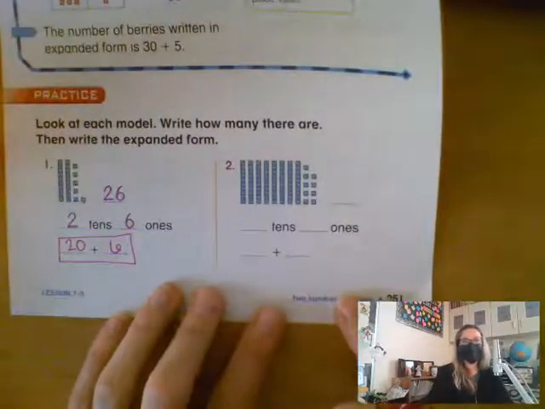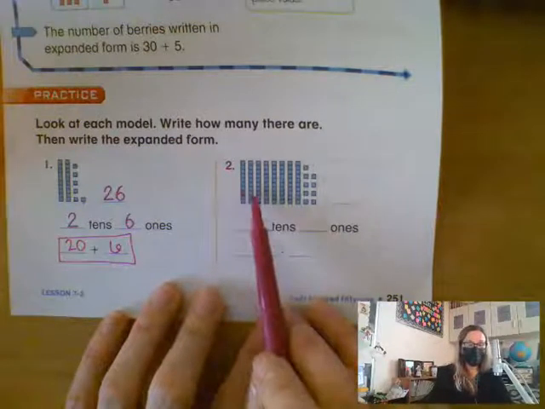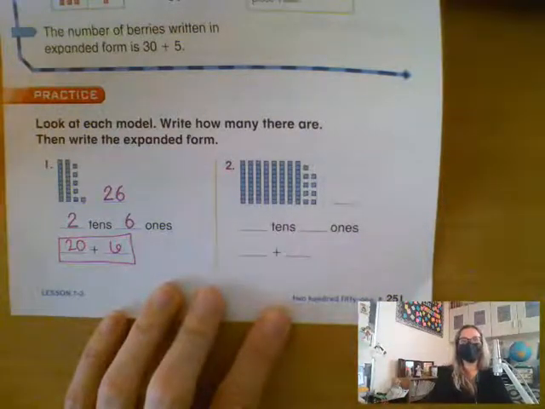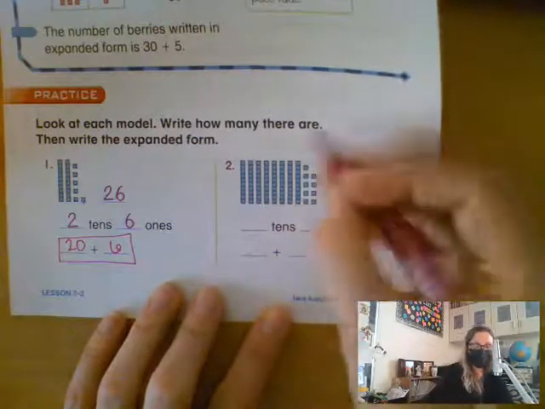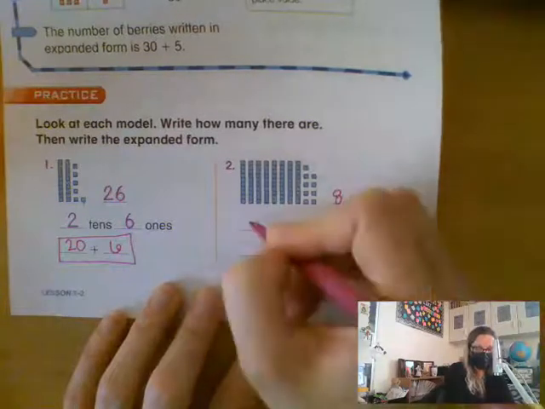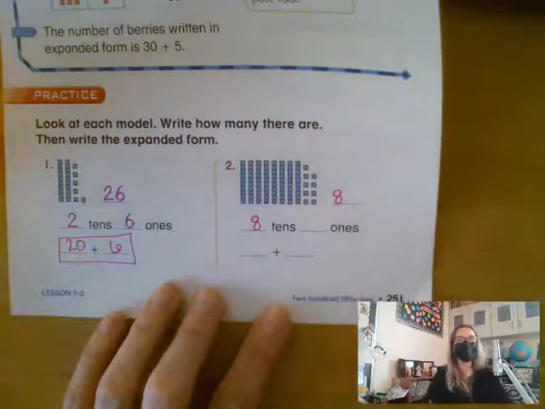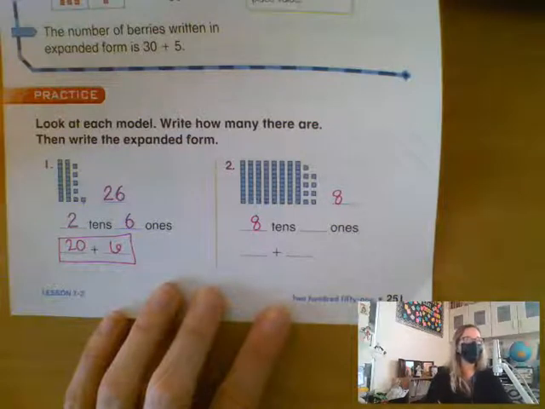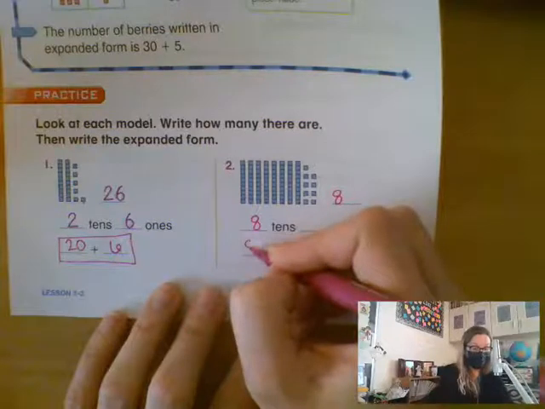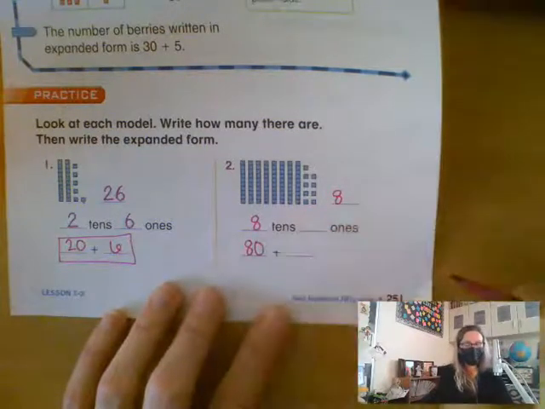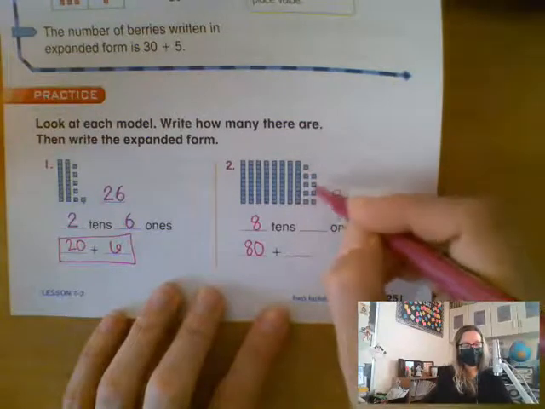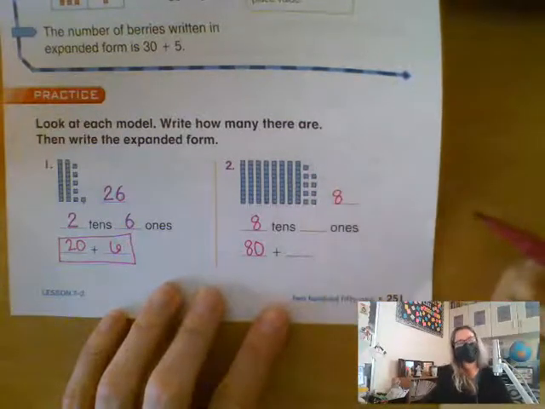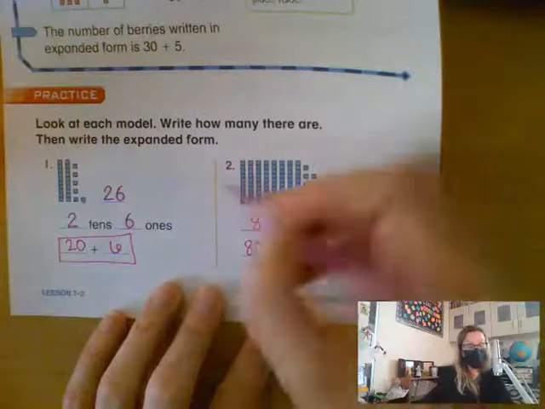Let's take a look at number 2. Faith, how many tens do I have? 8 tens. So I'm going to put an 8 here, and I'm going to put 8 tens. But 8 tens is not 8 cubes. 8 tens is how many cubes? 80. So right here we're going to put 80. How many ones do I have, Dominic? 9. So I'm going to put my 9 here.